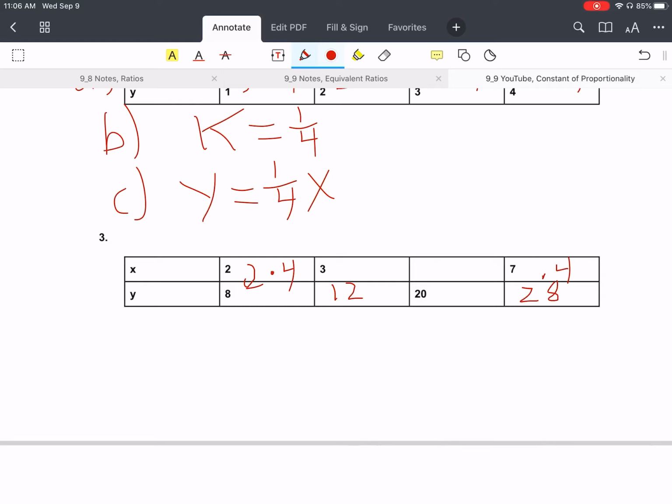And for this third column, we have the y value, but not the x value. So I'm going to go backwards. The opposite of multiplying by 4 is going to be dividing by 4. And 20 divided by 4 is 5. So for this problem, our constant was always 4. So k is going to be equal to 4, which means our equation is going to be y equals 4 times x. Hope this video helped.